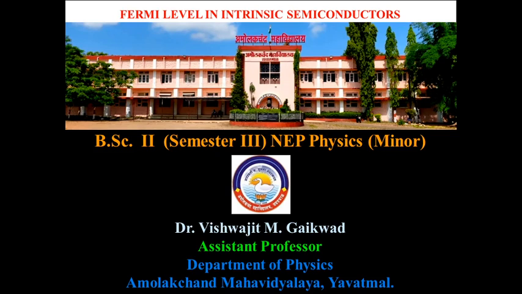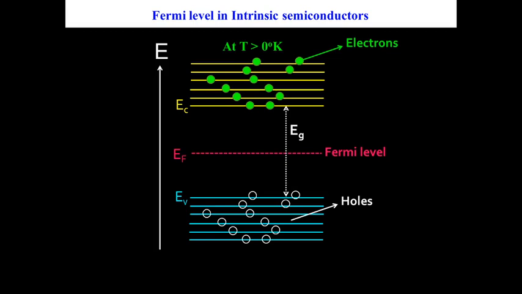Hello students, today we will learn the Fermi level in intrinsic semiconductors, in which we will see the position of the Fermi energy level in the energy band diagram of intrinsic semiconductors, as well as derive the expression of the Fermi energy level in intrinsic semiconductors. So this is the energy level diagram of an intrinsic semiconductor when the temperature is greater than 0 degree Kelvin.